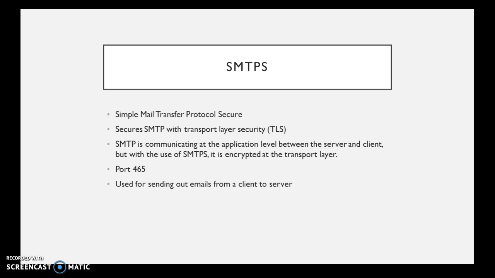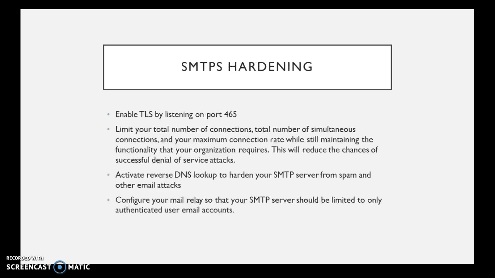So a normal SMTP protocol is communicating at the application level between the server and client, and once you get it secured with TLS, it's going to be encrypted on the transport layer, hence transport layer security. For SMTPS, you're going to want to make sure you're listening to port 465 for that. And yeah, that's the basics of it.